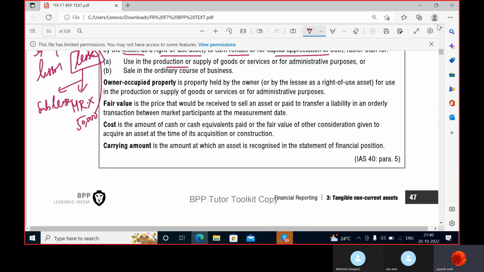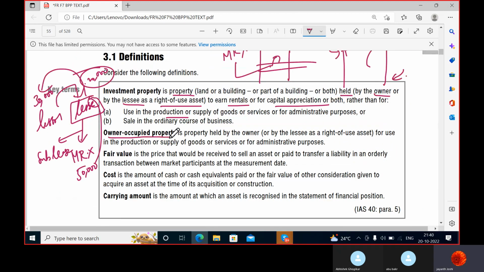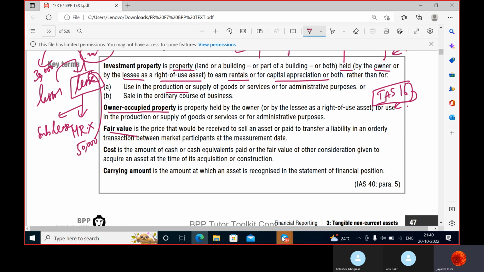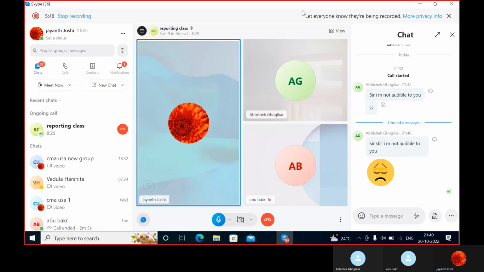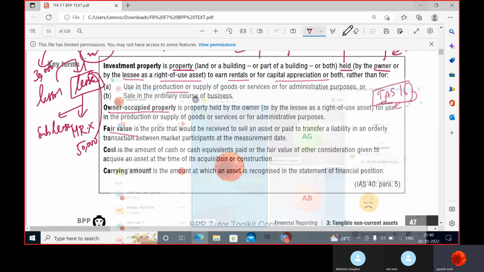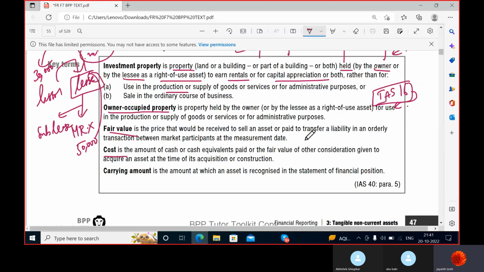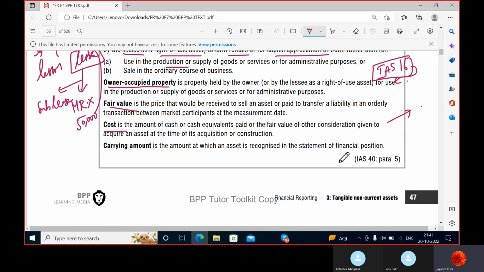Now, owner occupied property is nothing but a property which the owner is staying in. IAS 16, International Accounting Standard 16, which deals with tangible assets, deals with this owner occupied property. Fair value is nothing but the market value. That means if you intend to sell the asset right now, what you are going to get, that is called fair value. Cost is nothing but what you have paid to purchase that property. Carrying amount is nothing but historical cost less accumulated depreciation of the property.